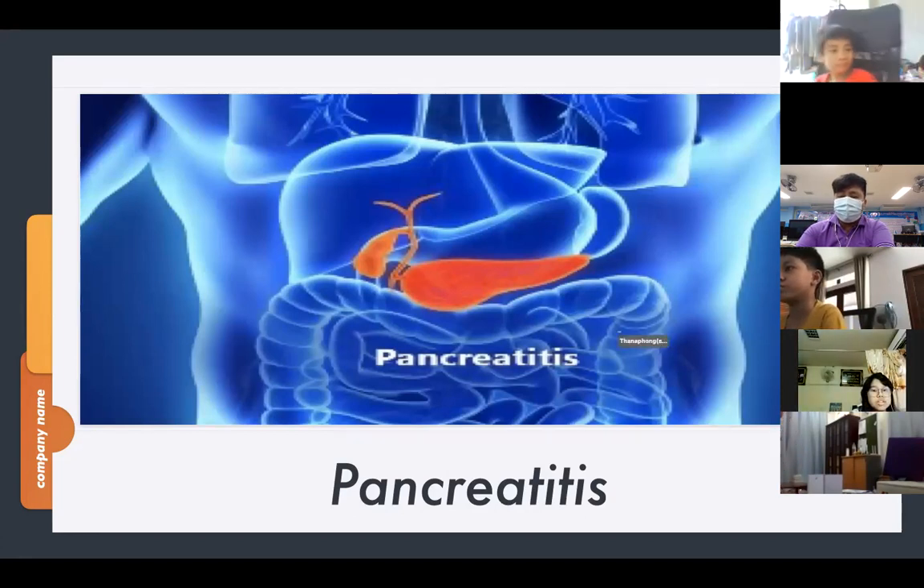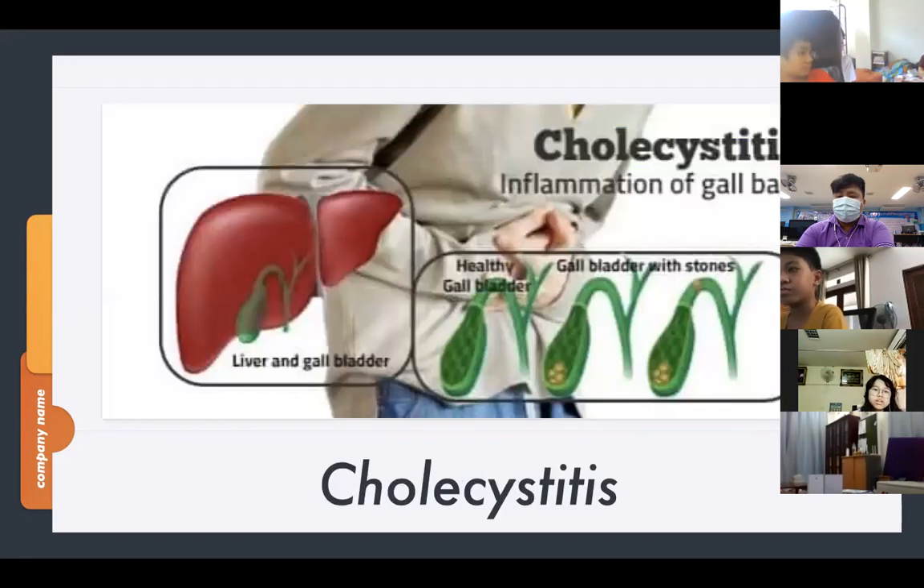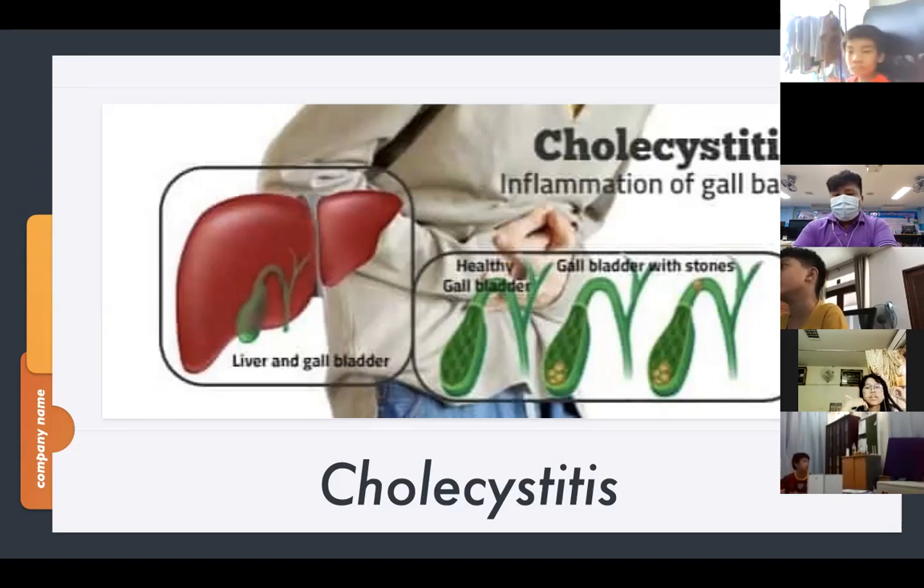And pancreatitis, there's a pain in your pancreas. And also, Tanapong, why do you write? Next, cholecystitis. This is inflammation in your gallbladder.